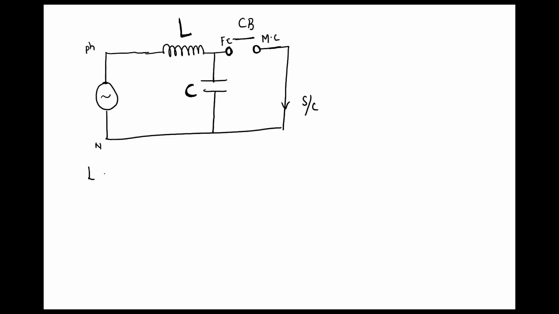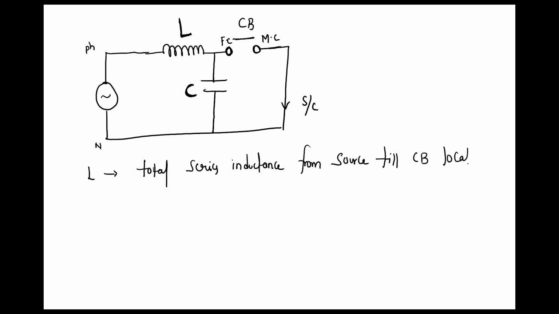Okay. So L is the total series inductance from source till circuit breaker location. L is the total series inductance from the source till circuit breaker location. C is the total shunt capacitance from source till the circuit breaker location.